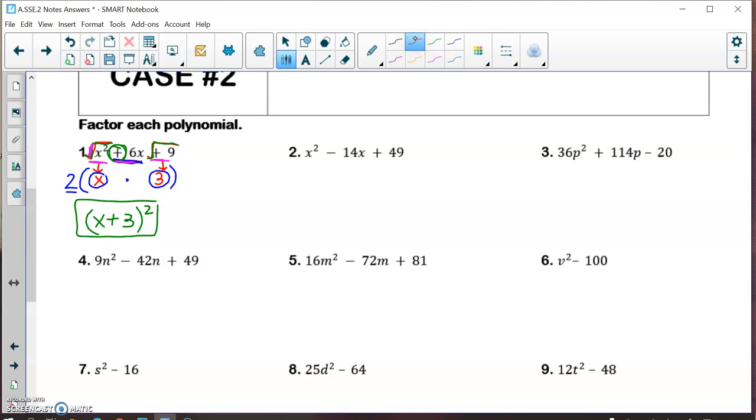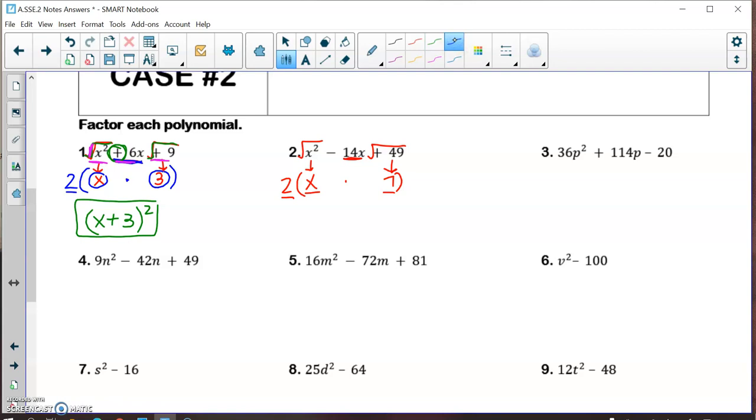Let's look at number 2. We're going to test to see if this is a perfect square trinomial. If we take the square root of our first term, because it is a perfect square, we would get an x. If we take the square root of our last term, we would get a 7. If we multiply those two square roots together and then times 2, a 7 times an x is a 7x, times a 2 is a 14x. Ignoring the sign, we do get our middle term.